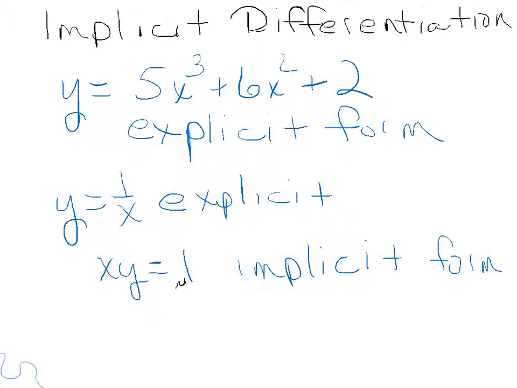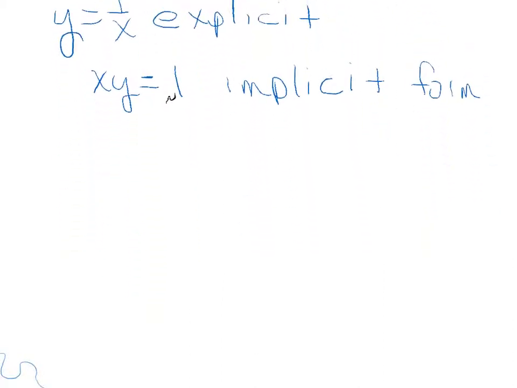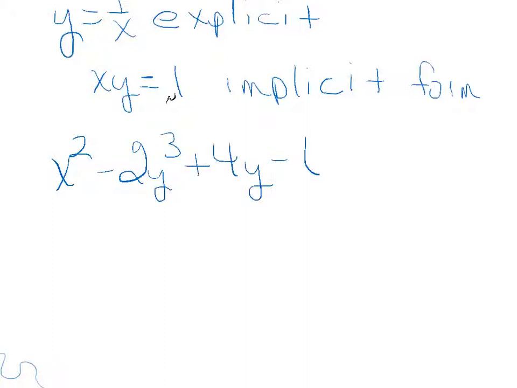For instance, if we had x squared minus 2y cubed plus 4y minus 6 equals 0. Can you solve that equation for y? Absolutely, yep. How would you do it, Michelle? What would you do to solve it for y?